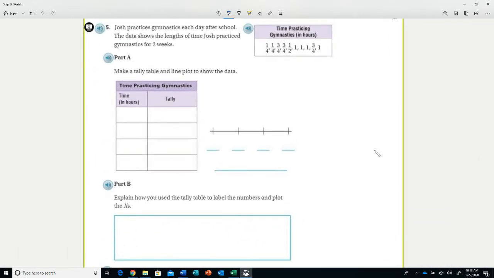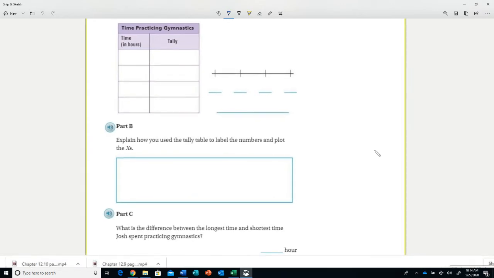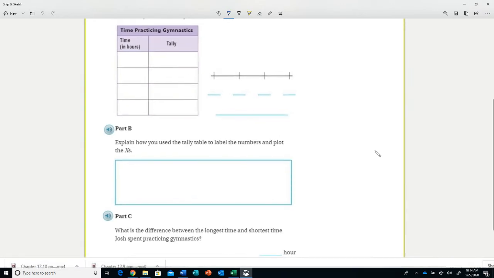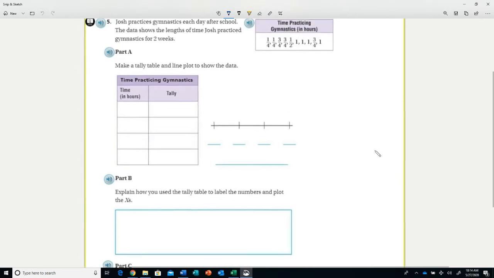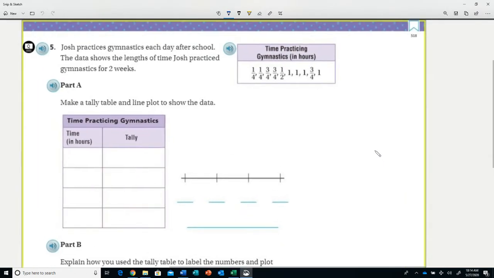Okay, Josh practices gymnastics each day after school. The data shows the length of time Josh practiced gymnastics for 2 weeks. Part A, make a tally table and a line plot to show the data. Part B, explain how you use the tally table to label the numbers and plot the X's. And then part C, what is the difference between the longest time and the shortest time Josh spent practicing? All right, this is a fair enough question. Pretty straightforward in terms of line plot.